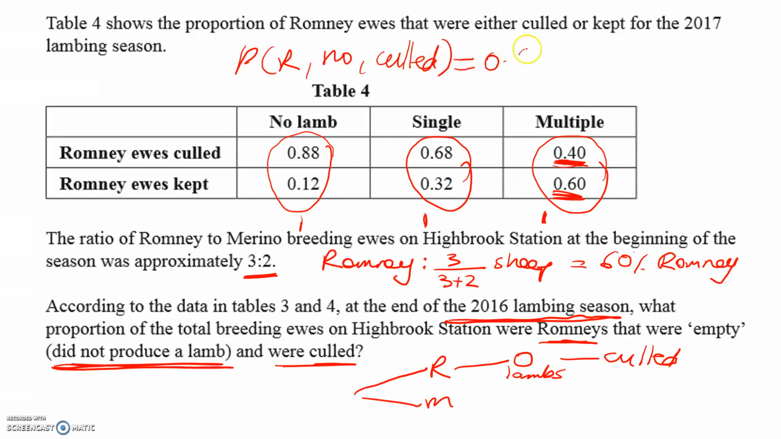is equal to 0.6 times, where are we? So no lambs, go back to the table on the previous slide. What was that? 0.06. And here we want the proportion that were culled, so times 0.88. So that works out to be 0.032. Okay, and that was a merit question.